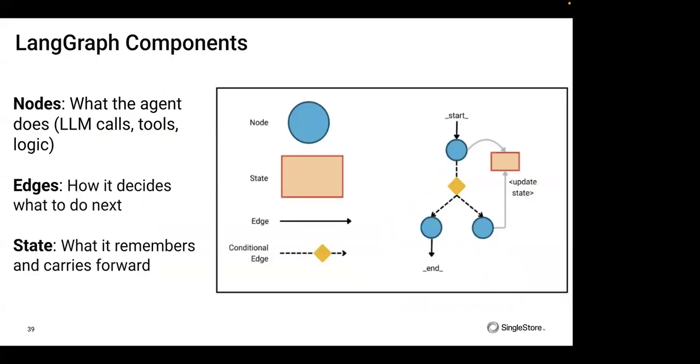And then these are some of the components you need to know: nodes, edges, and state. Nodes are what the agent does, like LLM calls, tools, logic, and all those things. Edges are how it decides what to do next. And state is what it remembers and carries forward. As simple as that, right?